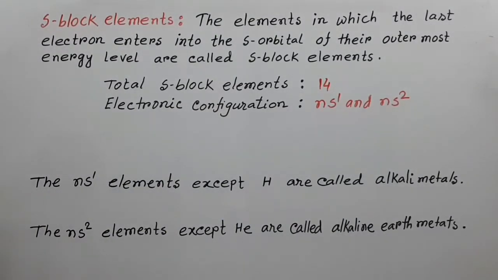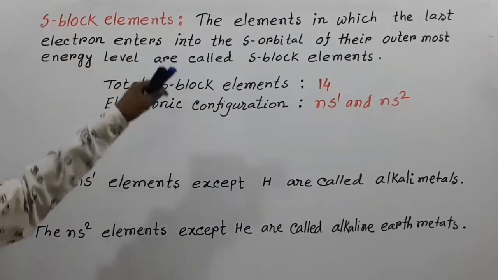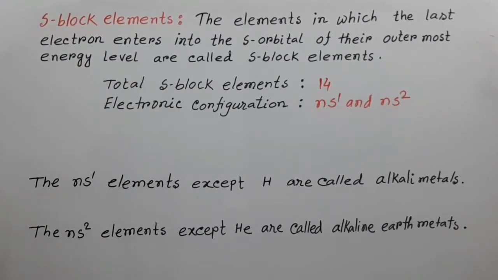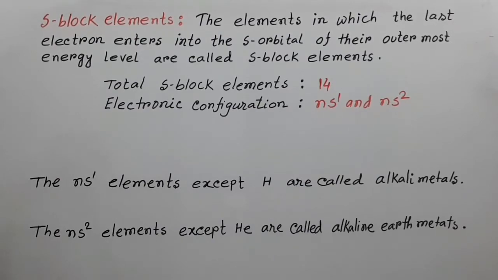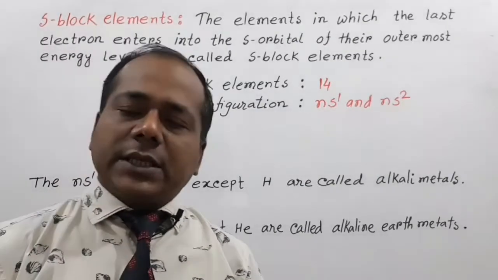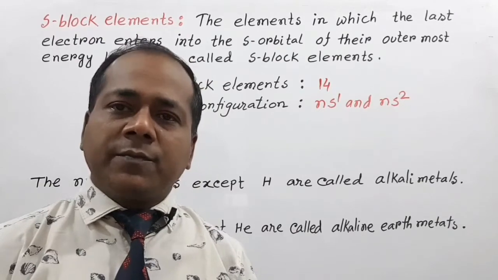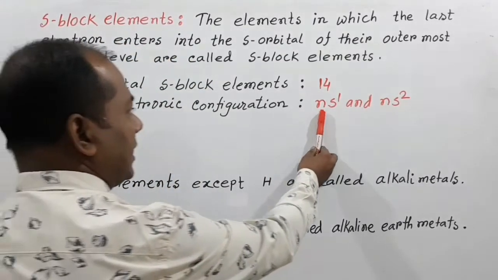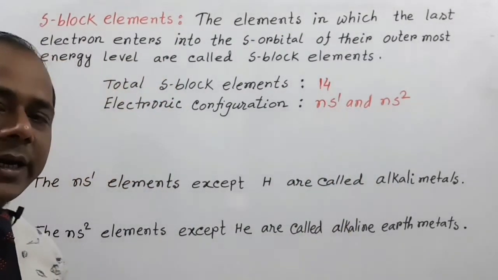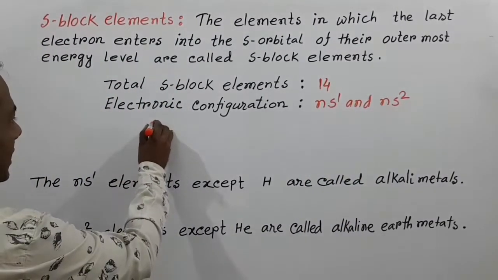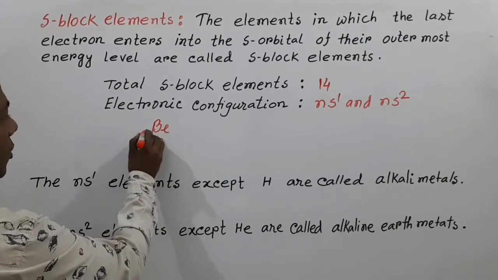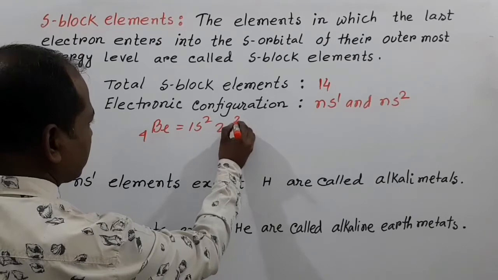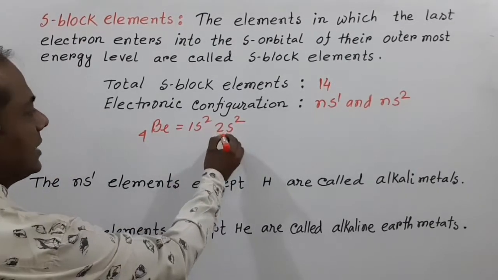The elements in which the last electron enters into the s orbital of their outermost energy level are called s block elements. The total number of s block elements in the periodic table is 14, and the electronic configuration of s block elements is ns1 and ns2. For example, beryllium, 4: 1s2, 2s2. The electronic configuration is ns2.